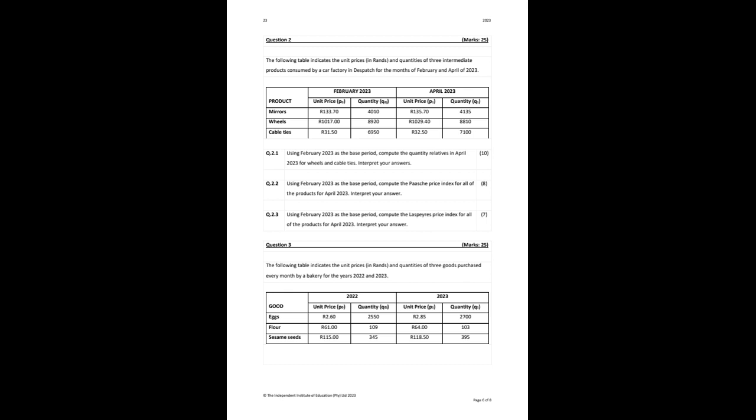Now let's look at 2.3. Here they said to you, again, using Feb 2023 as your base period, compute the last period's price index for all of the products for 2023 April and interpret your answer. So again, it's one formula that's used. You'll do everything in the formula itself. You don't have to do anything individually. You can literally just write out one big fraction and calculate your numerator, your denominator, put that whole thing into the calculator, and it will give you your final answer.